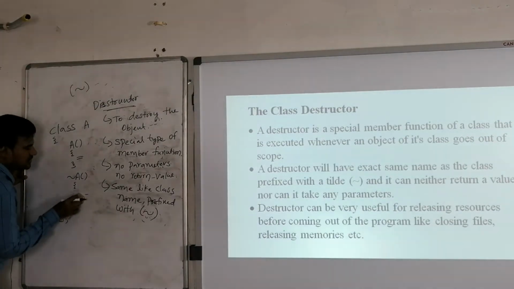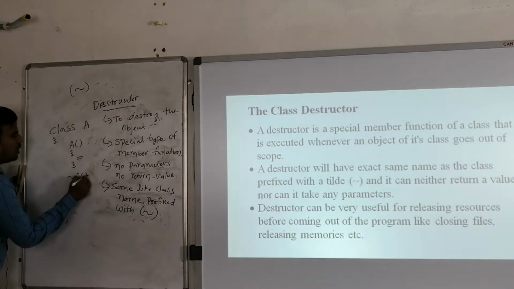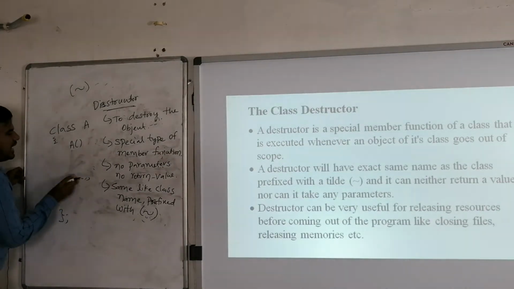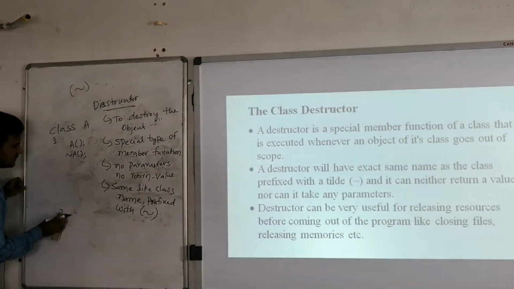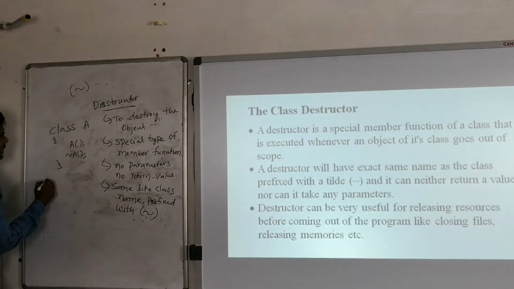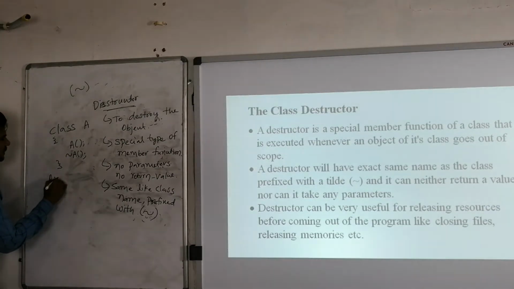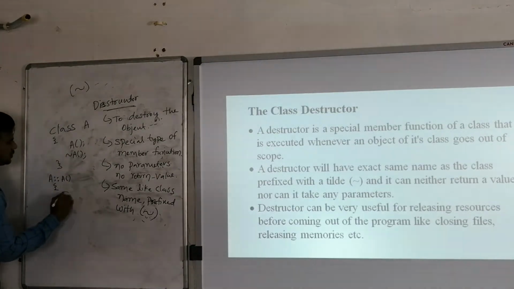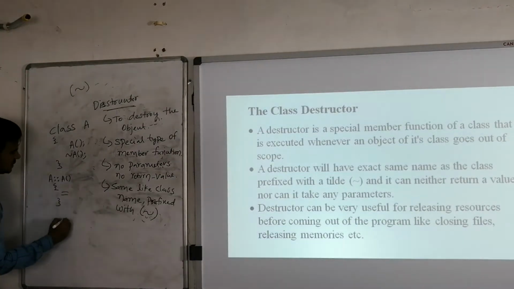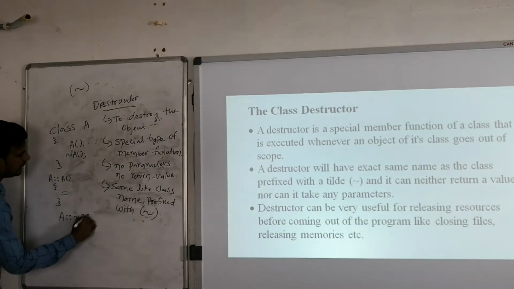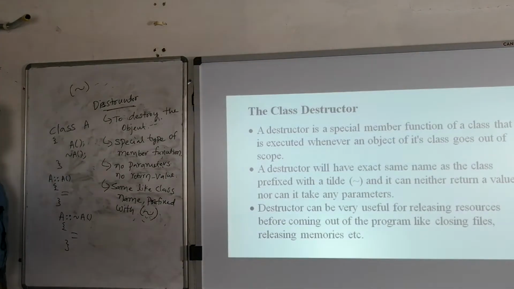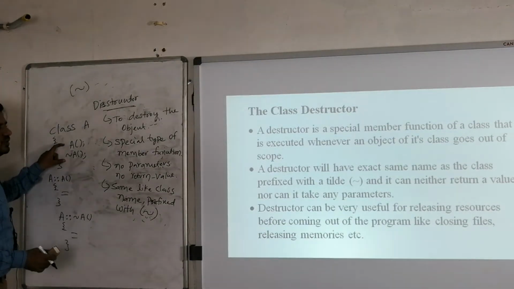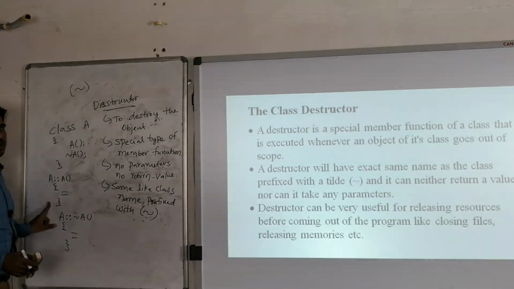Clear? The declaration has to come inside the class. The definition can go outside the class. If you do it like this, then you write A colon colon A with a suitable definition for the constructor. Then for the destructor, you write A colon colon tilde symbol, A parentheses, like this, outside the class. Clear? Declaration inside the class, definition you can write outside the class.